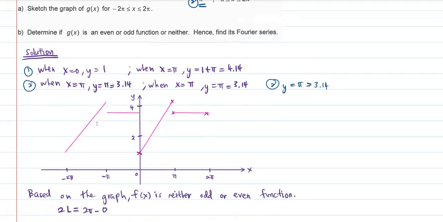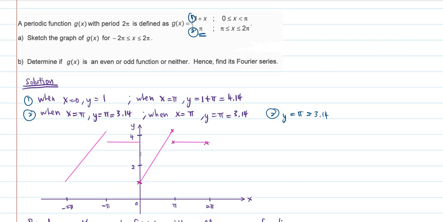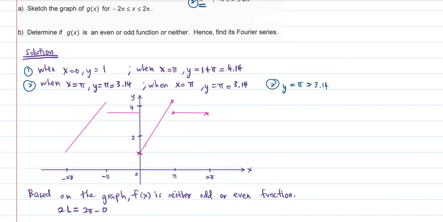Between 0 to 2π, we sketch the graph. It will be like this, a straight line for the first part, and a straight line for the constant. Since we need to sketch this graph between negative 2π to 2π, we just repeat the same pattern on the left. So the straight line from 0 to π will be from negative 2π to negative π, and the straight line for the constant y equals π will be from negative π to 0. Remember to label your axis.